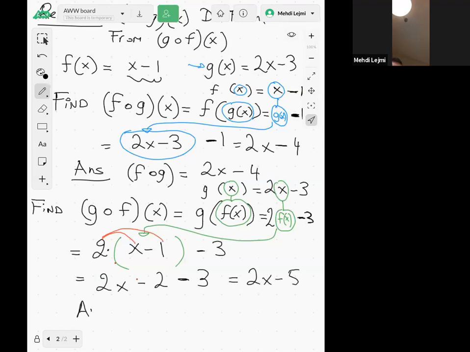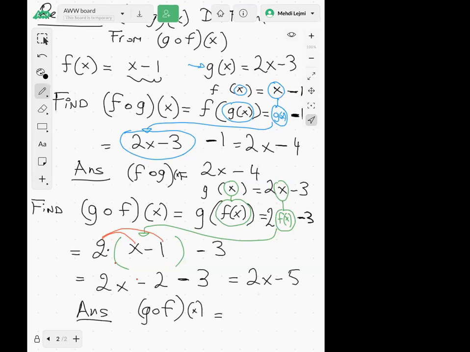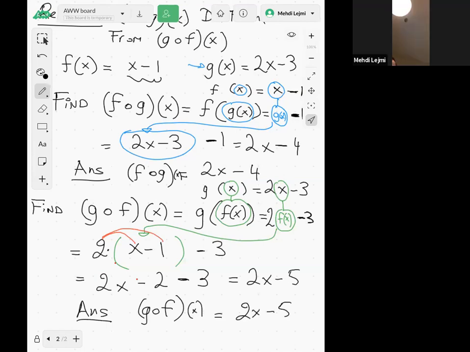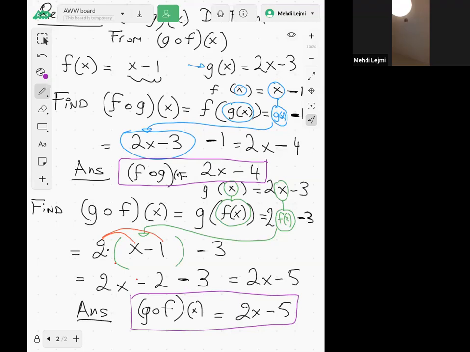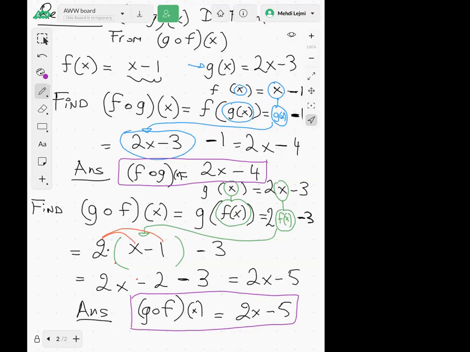So g composed with f of x is actually 2x minus 5. As you can see, this is different from f composed with g. f composed with g was 2x minus 4. Now g composed with f was 2x minus 5. So in general, if you put f first and then g, that will be different from if you put g first and then f. The order here is really important in the composition of functions.